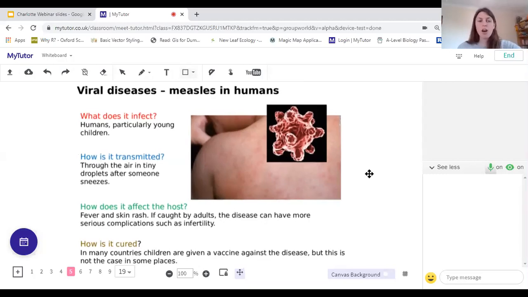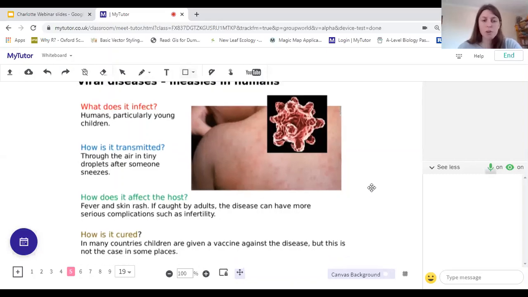How does it affect the host? Well, hopefully you'll know a little bit about measles. So you get fever and a skin rash, so lots and lots of little red dots. If caught by adults, the disease can have more serious complications, such as infertility. So it tends to be something that's caught by children and can be managed, but usually if caught by adults, it's much more serious.